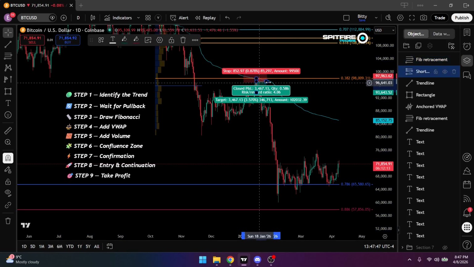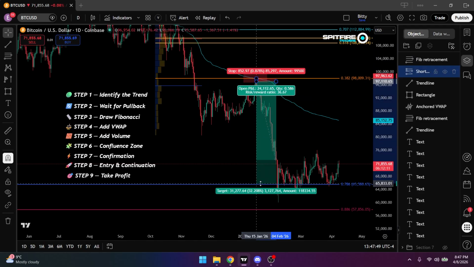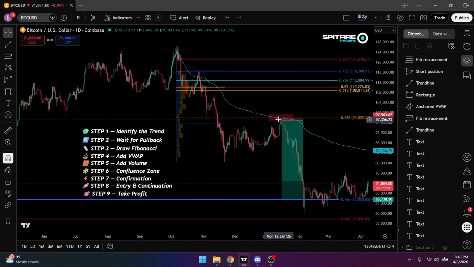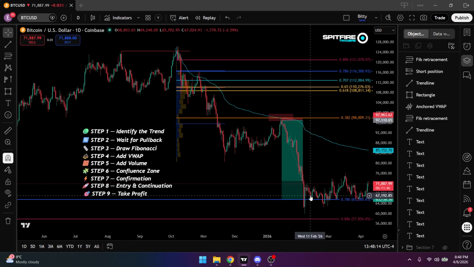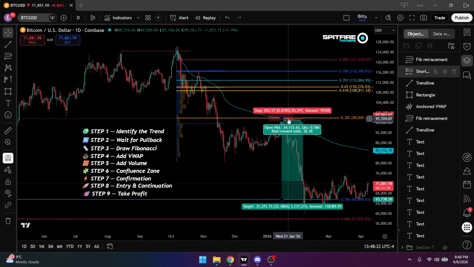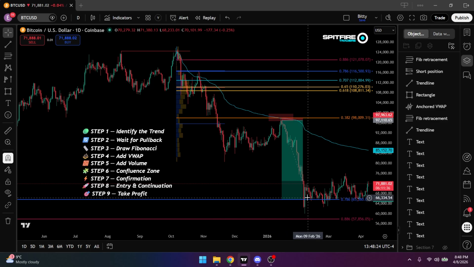So instead of guessing, we followed a process. Direction, pullback, confluence, confirmation, entry, and take profit. And this is how you trade with the trend. You don't have to worry about catching the absolute top or bottom for entries or for take profits. It's important that you catch most of the move and you have a proper risk management.